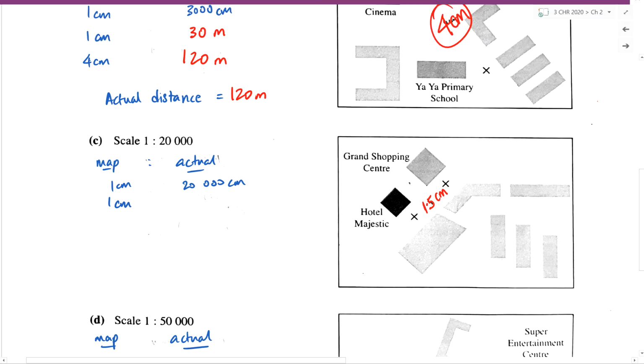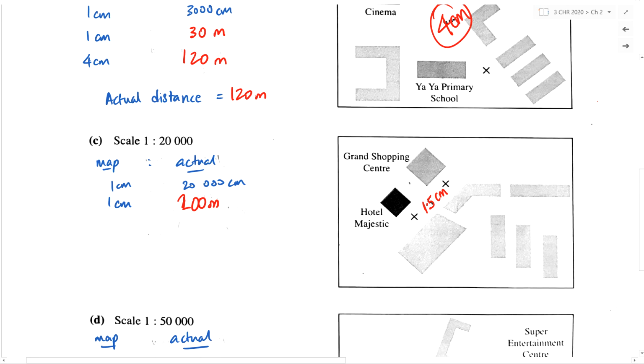Okay, I want to convert cm to meters because the question asks for the answer in meters. It is optional for you to convert at this point, but I prefer to do it so that I don't have very big numbers. So 20,000 cm, convert it to meters. How much do we have? Divide by 100, or you can just remove the last two zeros. And our calculator tells us that the value is 200 meters. 1 cm now represents 200 meters in real life.